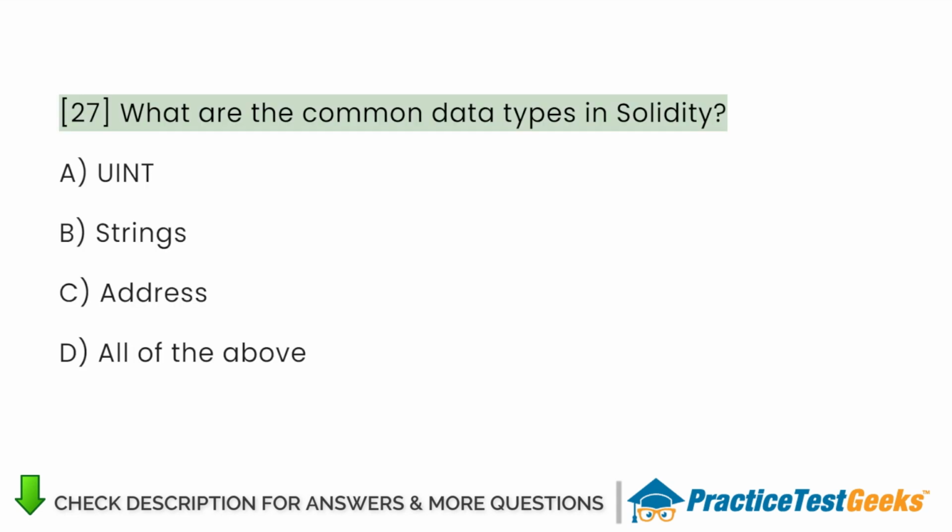What are the common data types in Solidity? A. Uint. B. Strings. C. Address. D. All of the above.